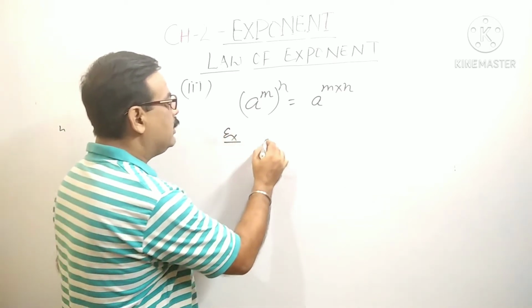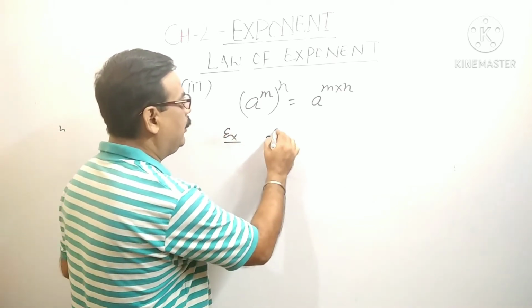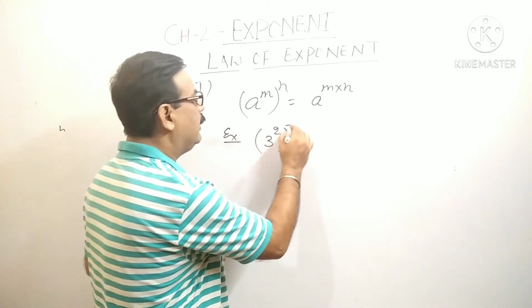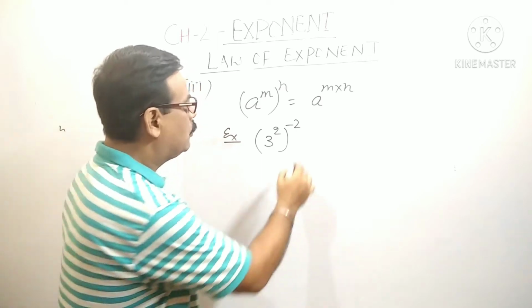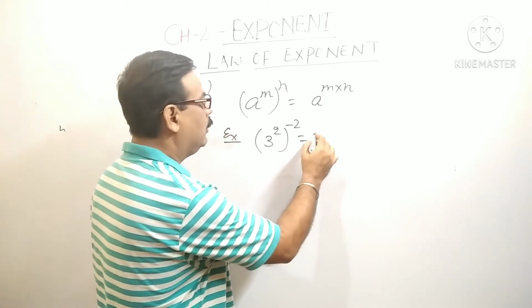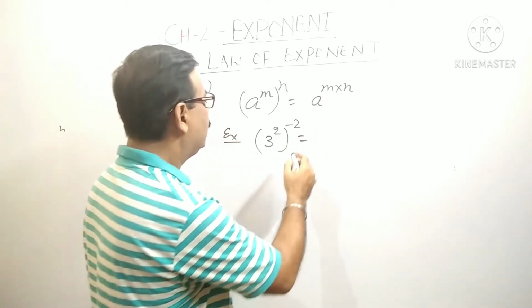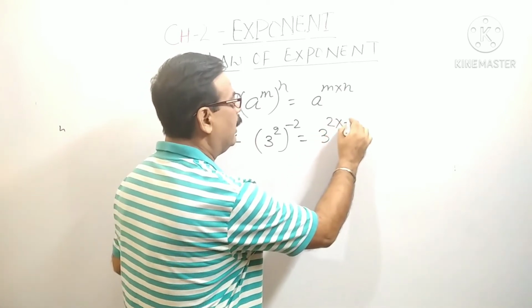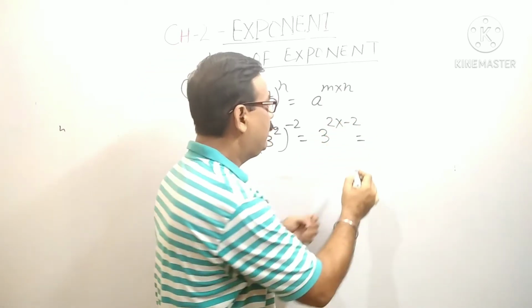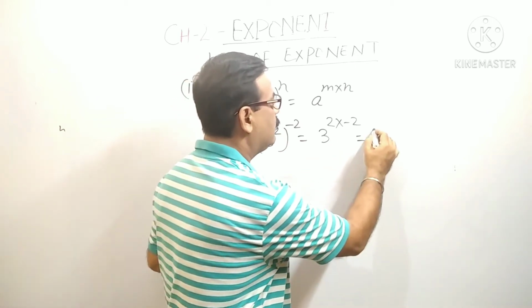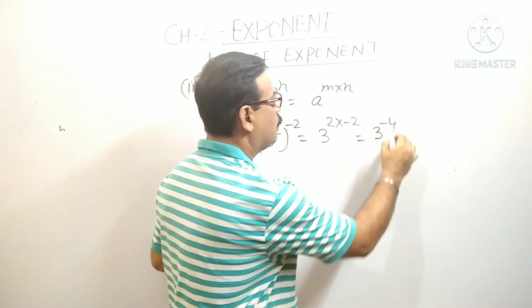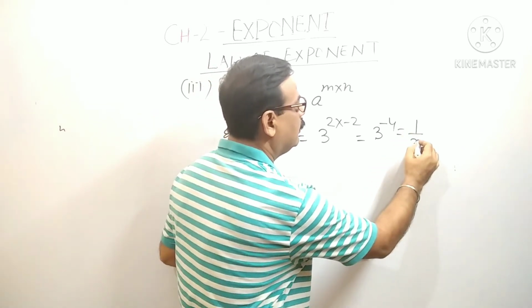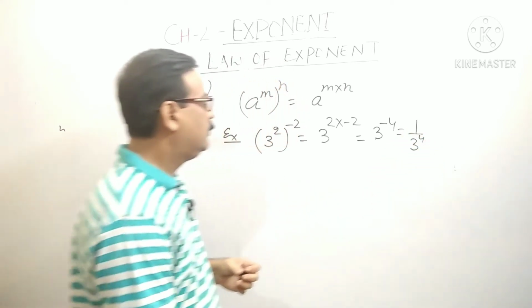From examples we can understand easily. If any number is 3 and has power 2, and as a whole there is power minus 2, then from the law of exponents, what is the value of this term? That is 3 to the power 2 into minus 2. So we get 3 to the power minus 4, and this term can be reversed as 1 by 3 to the power 4.